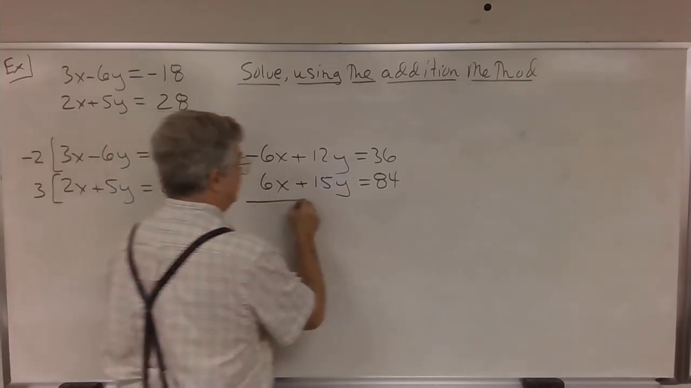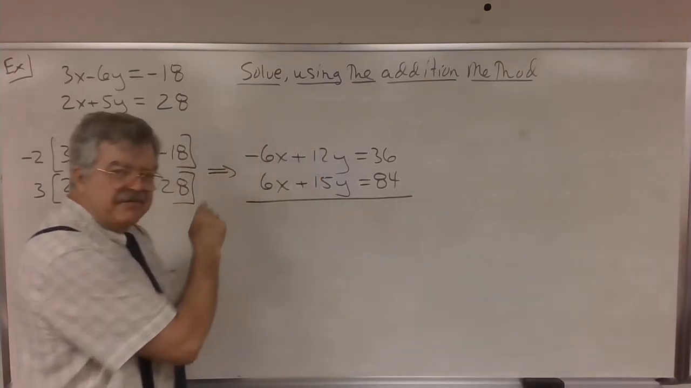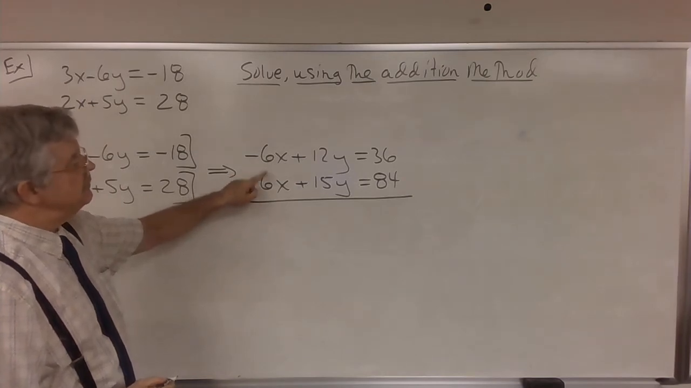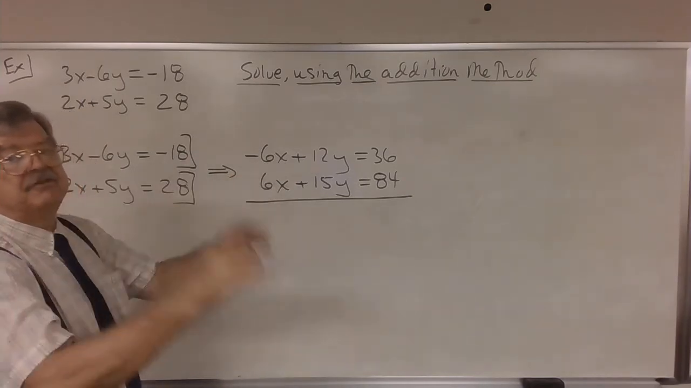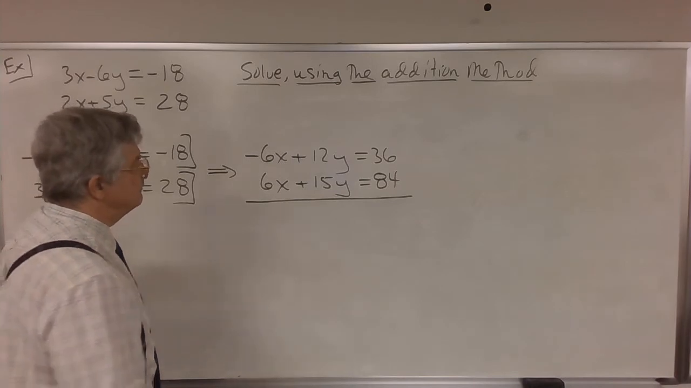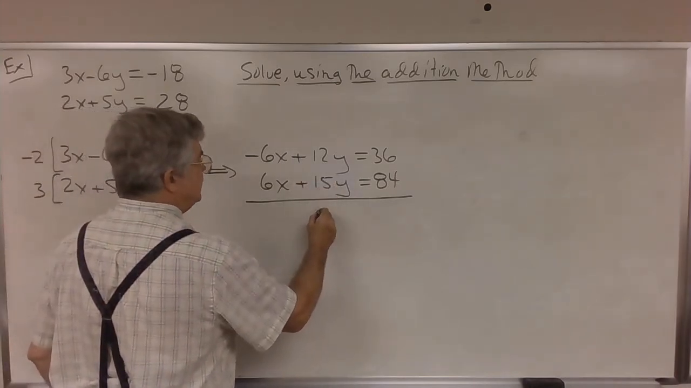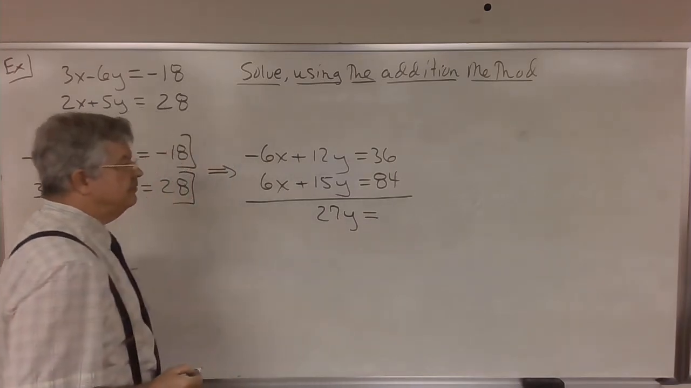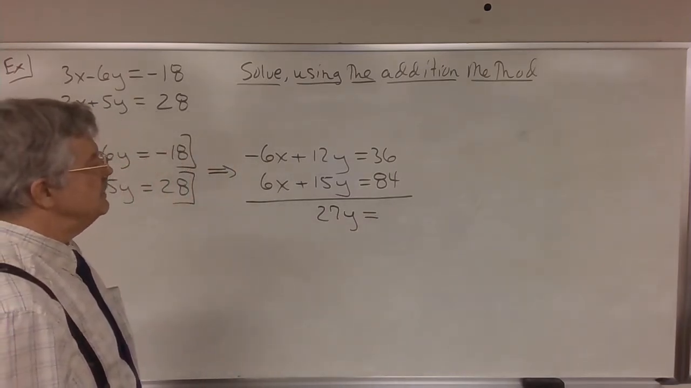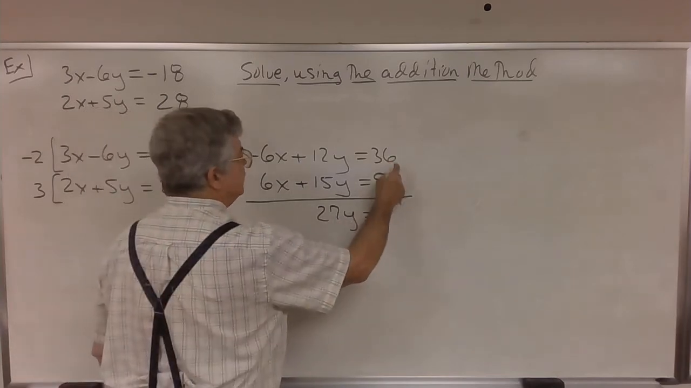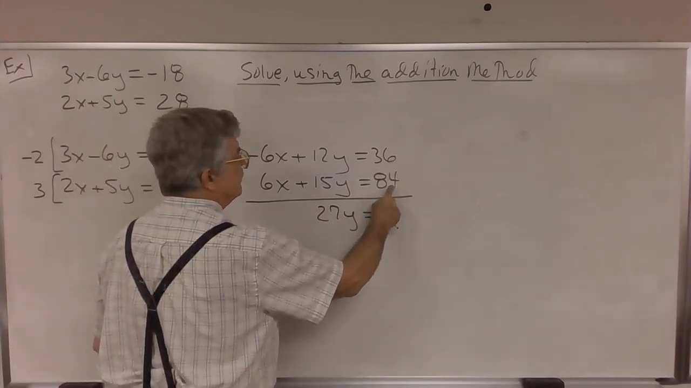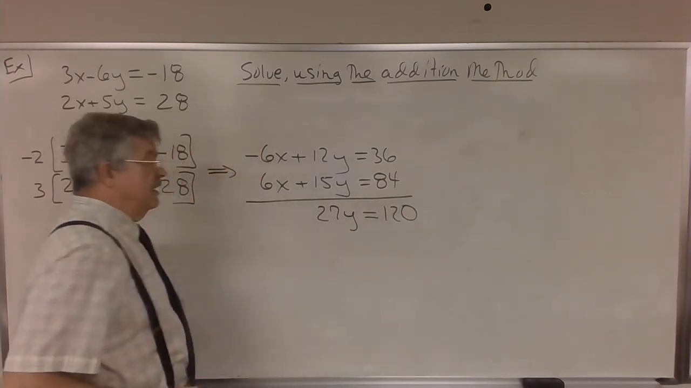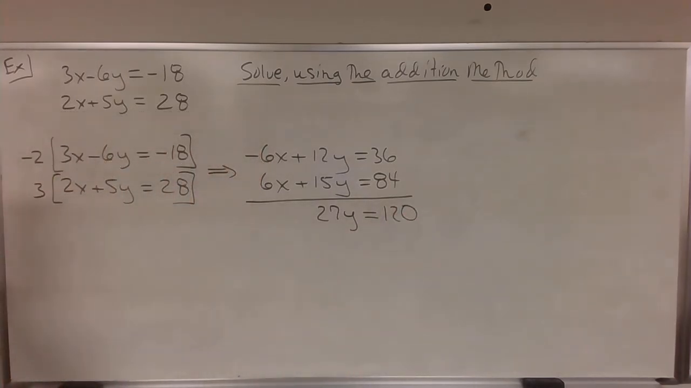Now we add these together, and the x's wipe each other out. Negative 6x plus 6x, 0. The x's are gone. 12 plus 15 is 27y. And 36 plus 84, holy moly. Oh, but let's see. 6 plus 84 is 90, plus 30 is 120. Okay. Oh, I was making it a little bit too hard on myself.